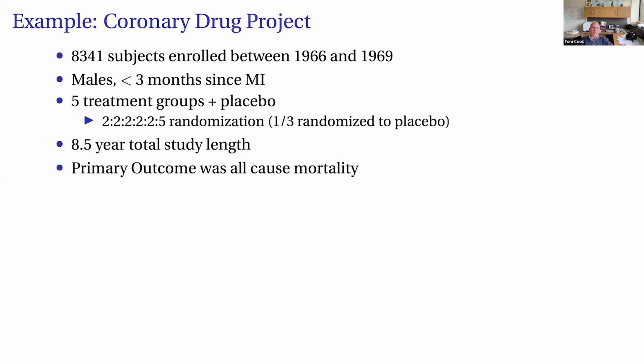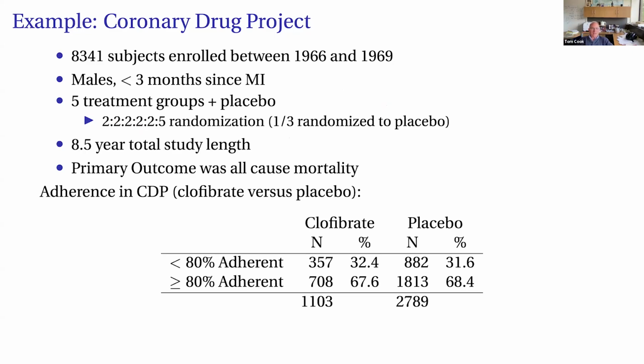So the Coronary Drug Project, people were enrolled in the late 60s, 8,000 of them, men, because in those days there was this belief somehow that enrolling women in trials would compromise their integrity. That just seems silly in our culture today. 5 treatment groups plus a placebo, randomized 2 to 5, so that 1/3 of them got placebo. It ran about 8.5 years, and the primary outcome was all-cause mortality.